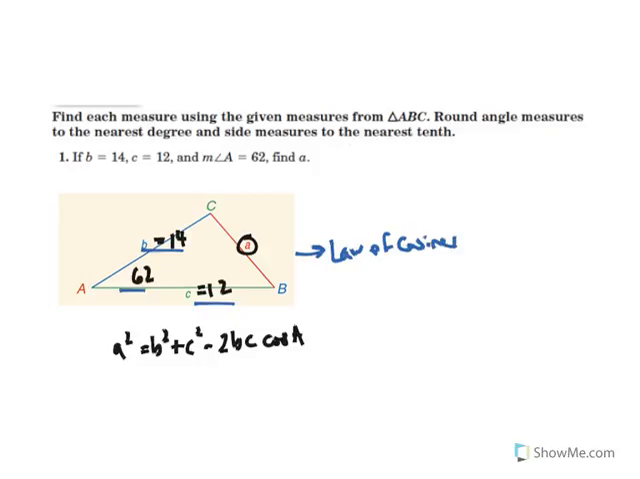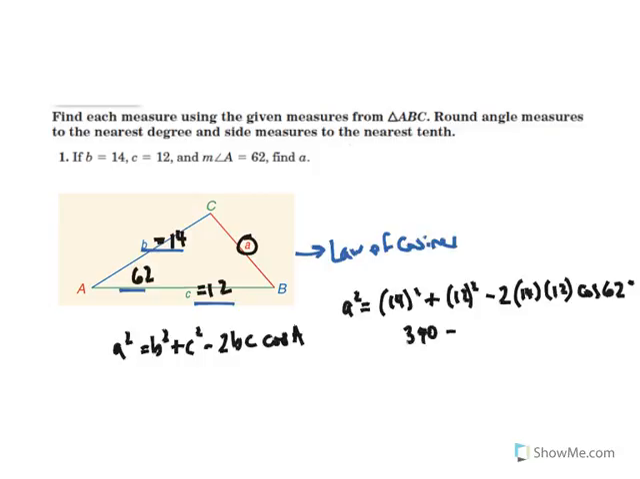So let's plug these values into the equation down here. I have a squared, which is the thing I'm looking for, equals b squared is 14 squared, plus c squared, which is 12 squared, minus 2 times b is 14, c is 12, and the cosine of angle A is the cosine of 62. Now I just plug this into my calculator. Let's see, I get 14 squared plus 12 squared gives me 340 here, minus 2 times 14 is 28 times 12 gives me 336 times the cosine of 62. So let's do 336 times the cosine of 62. I get 157.74.